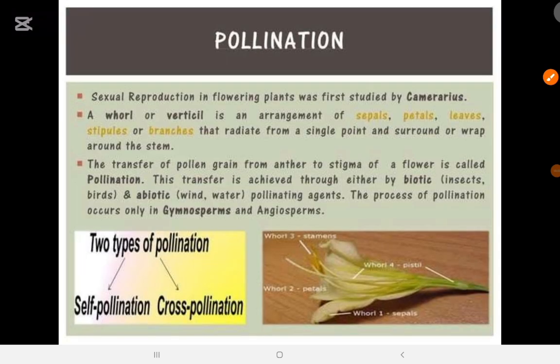All right. Now let's talk about pollination. Sexual reproduction in flowering plants was first studied by Camerarius. That is just a brief history of the whole process. It is found that a whorl or a verticil is an arrangement of sepals, petals, and leaves, stipules, or branches that radiate from a single point and surround or wrap around the stem.